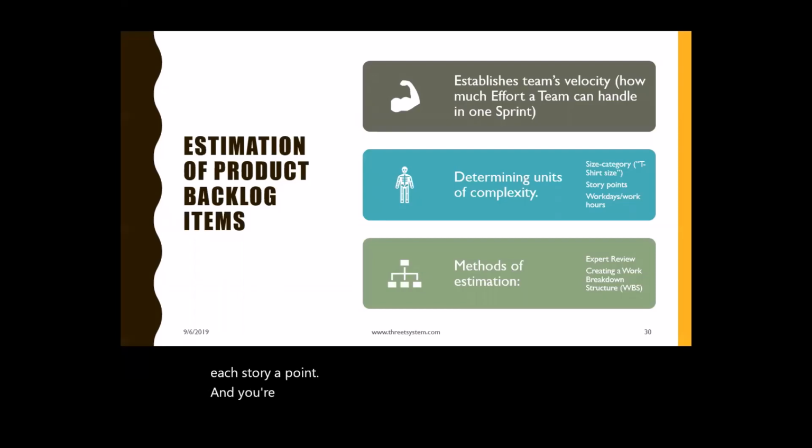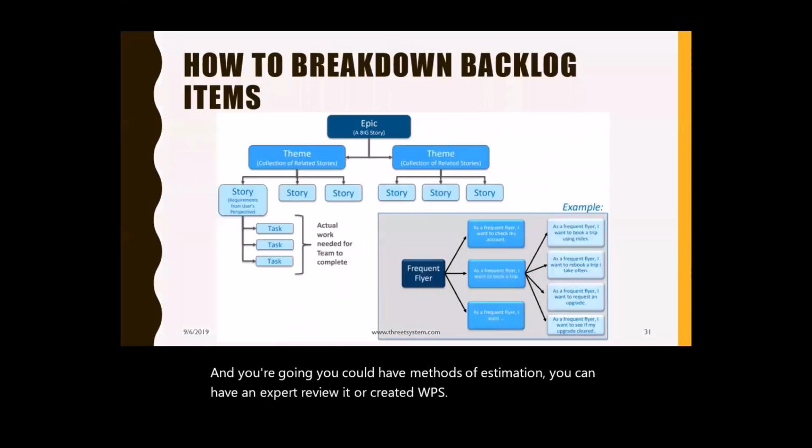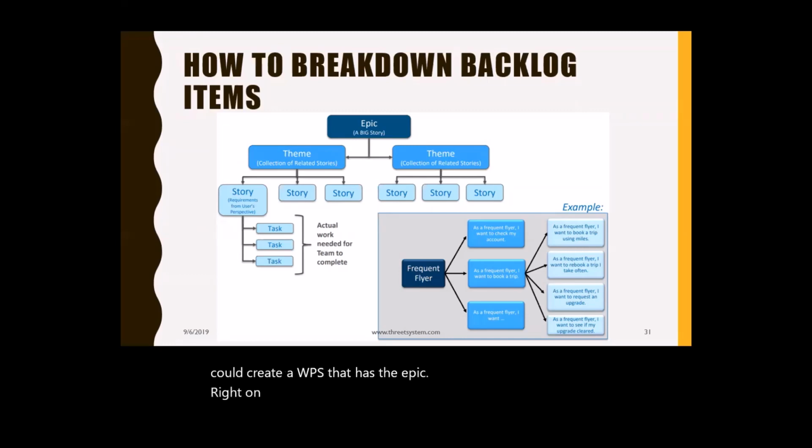And you could have methods of estimation. You can have an expert review it or create a WBS. And here's a picture of that. It can look like this, and really you could create a WBS that has the epic right on top, and then the epic can be divided into several themes, and the themes are divided into stories.